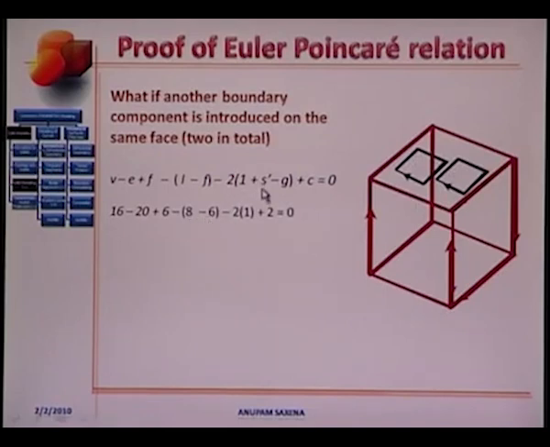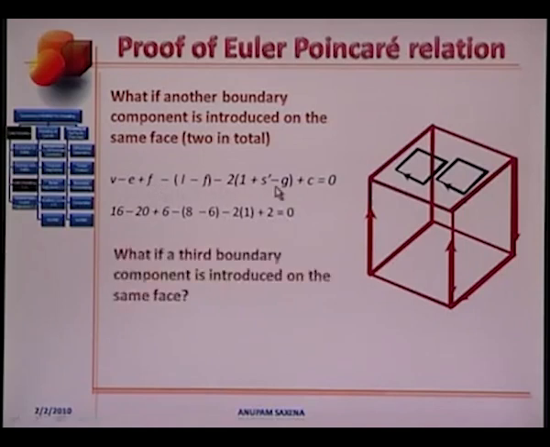Well, S prime is the number of shells within this solid. Since there is no shell within this solid, S prime is 0. So this is minus of 2. And the new number of boundary components introduced is 2. 2 boundaries. We see that the left hand side turns out to be 0. And so the Euler-Poincare relation holds. What if now a third boundary component is introduced on the same face?